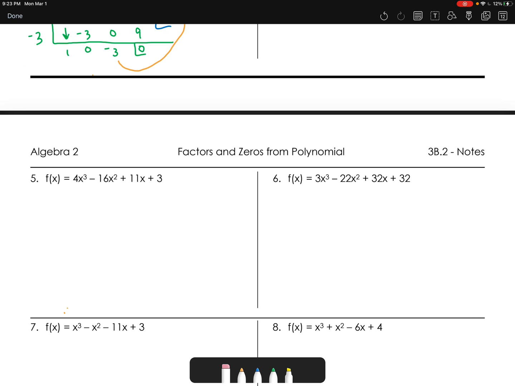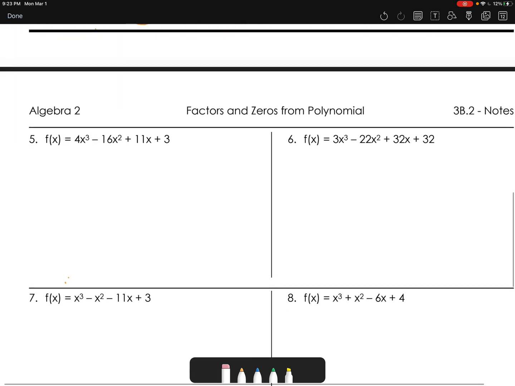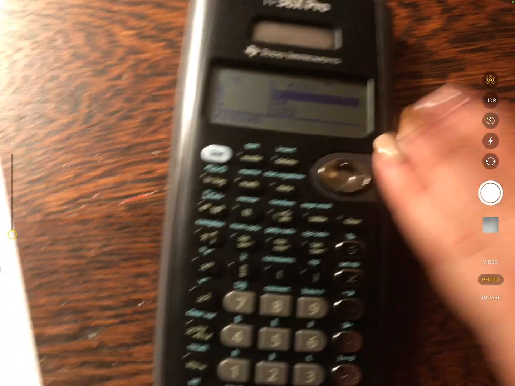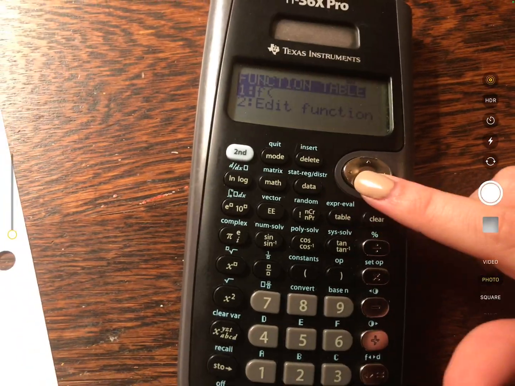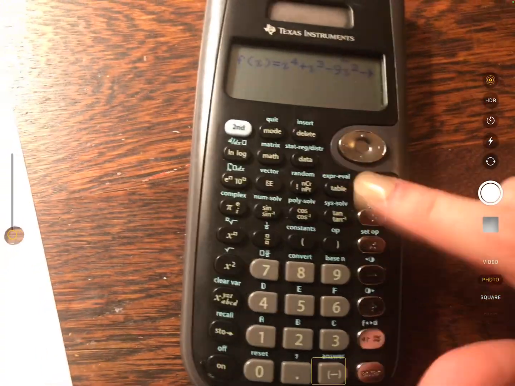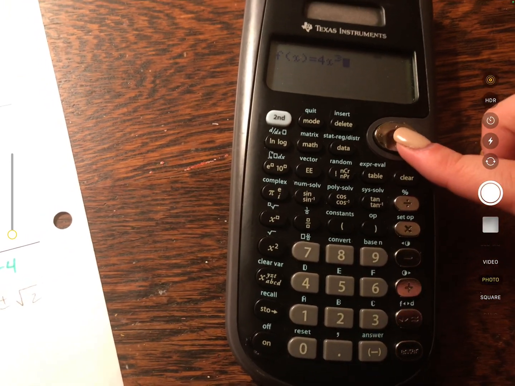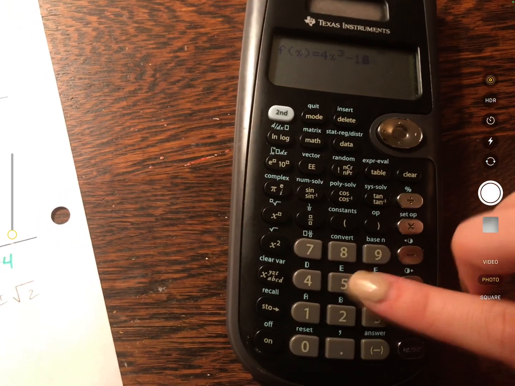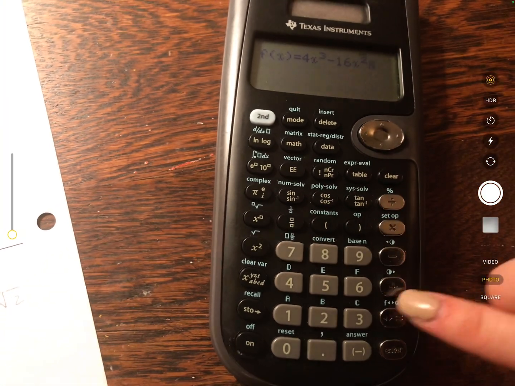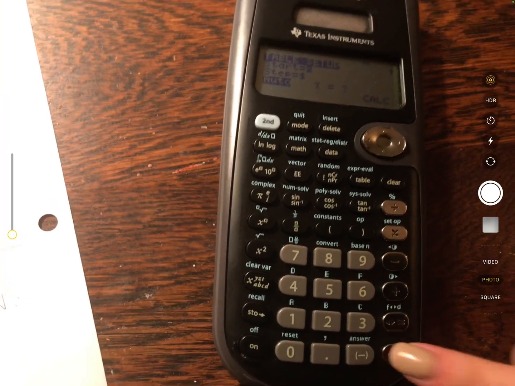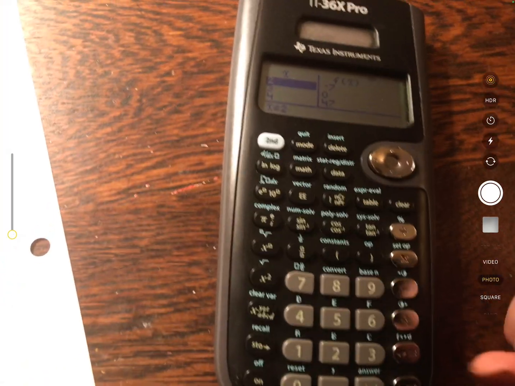Okay, so we're going to look at number 5. So we're doing the same thing where we are going to go into our calculator. Okay, second mode, table, edit function, I'm hitting enter, clear, 4x raised to the third minus 16x squared plus 11x plus 3. Enter, enter, enter, enter, calc, and here we go.